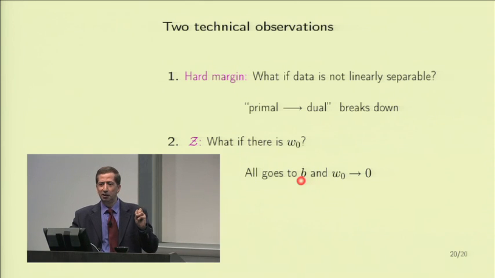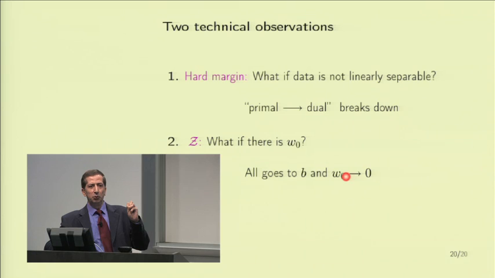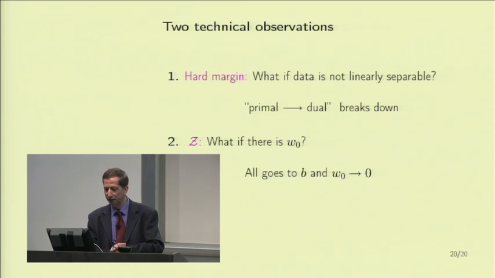How do I know that? Because you are charged for the size of W, because it's part of W. You are minimizing half W transpose W, okay? You are not charged for the size of B. So obviously, if you want to minimize and you can do it with both, everything will go to the B and this guy will go to zero. So we need to worry about that, okay?